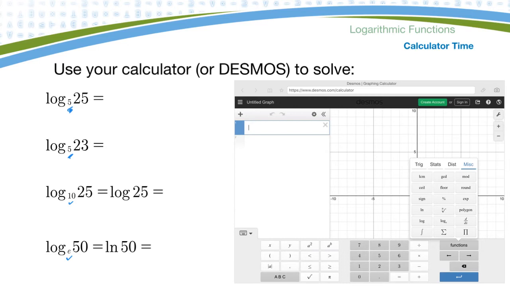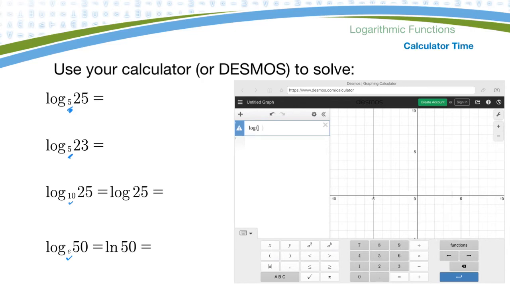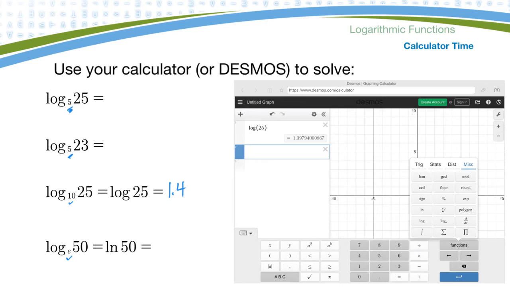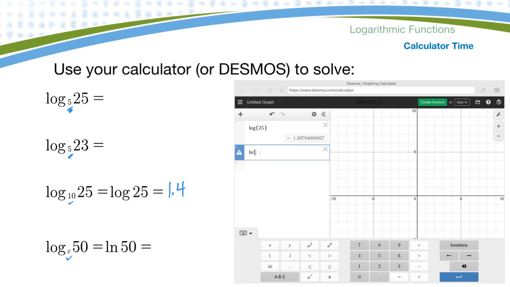Let's just try the base 10 first. So I'm just going to hit the basic log, and I want to type log of 25. Whoops, 25. So see, it comes out to 1.4-ish about. So I'll call that one 1.4-ish. Let's try the next one. So I want to do ln of 50. So hit function. Oh, I'm already there. Ln of 50. 3.91 about. 3.91.